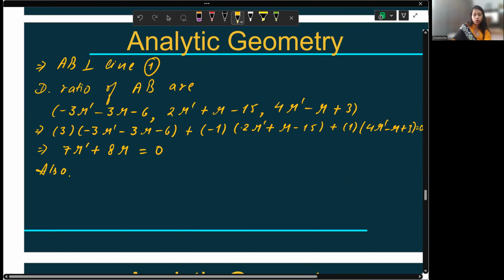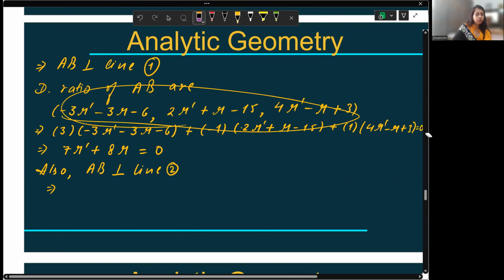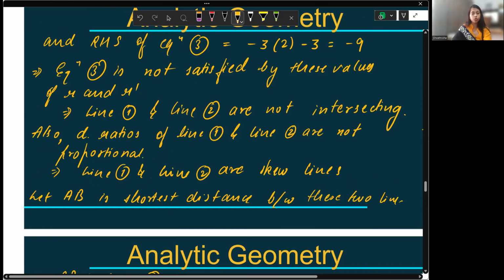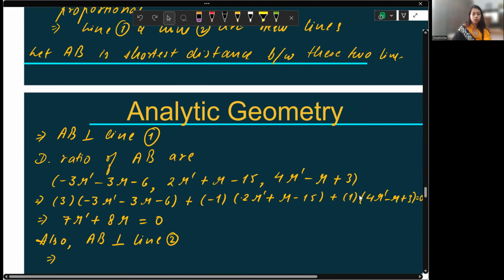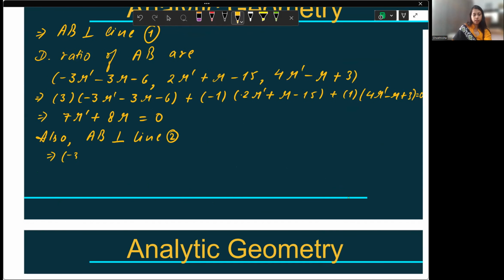Also, AB is also perpendicular to line 2. Direction ratios of AB are still here, right? I'll use the same, but the direction ratios of line 2 are different. And that is minus 3, 2, and 4. So minus 3.